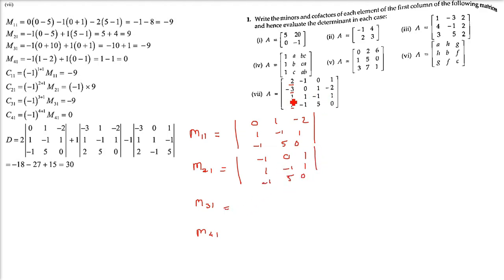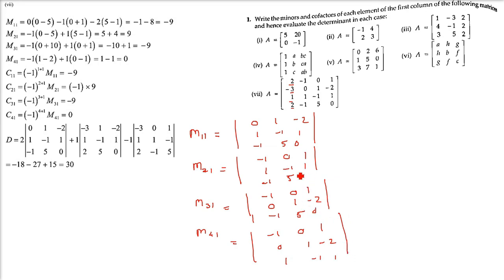Third row, first column you have to leave. So it will be negative 1, 0, 1, minus 1, 0, 1 and then 0, 1, negative 2, 0, 1, negative 2 and then minus 1, 5, 0. Then we have M41, fourth row, first column. So leave this, you just have to write minus 1, 0, 1, 0, 1, negative 2, 1, minus 1, 1.